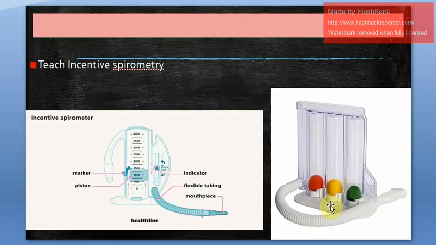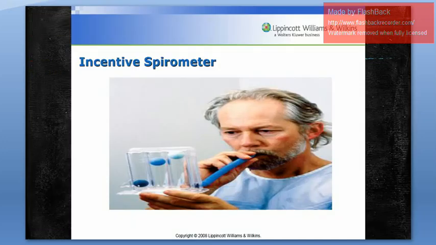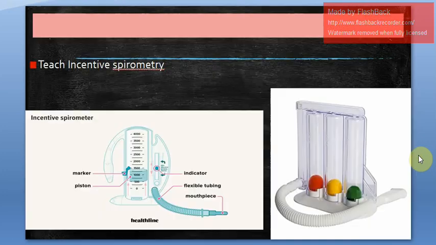Now this incentive spirometer, you can see in the figure, has three balls. It has a mouthpiece, tubing, and then the balls. In this type of spirometer there is a marker as well as a piston. Ask the person to take a deep breath, then keep their mouth on the mouthpiece and blow the air. You can see that when they blow the air, the balls move upwards. So that is your incentive spirometry, which is also a sort of breathing exercise that can be given to the patient.